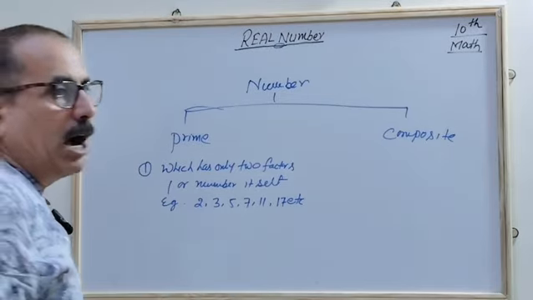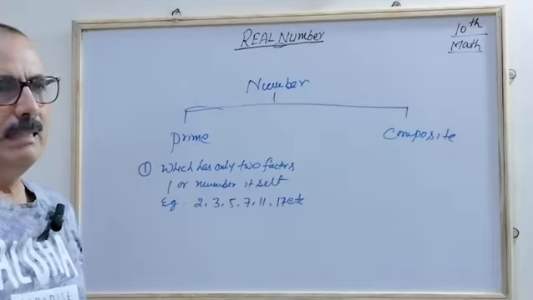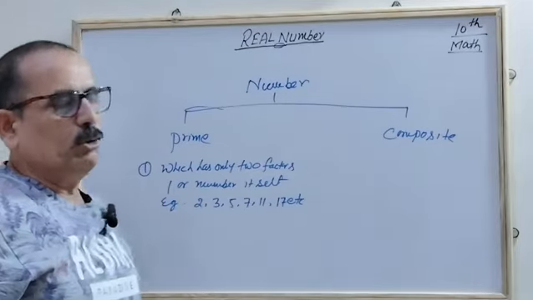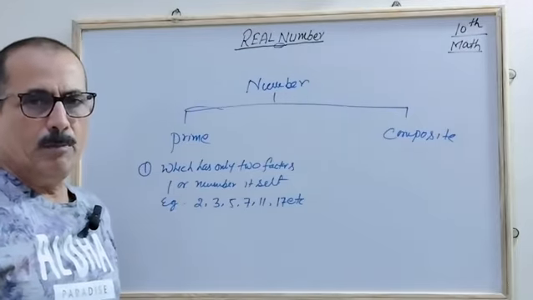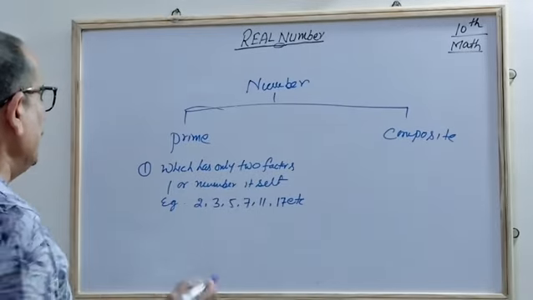One more thing: you always get puzzled when you get a bigger number and you are not able to find out whether it is a prime number or a composite number. I'll give you the tips. Easily you can find out.